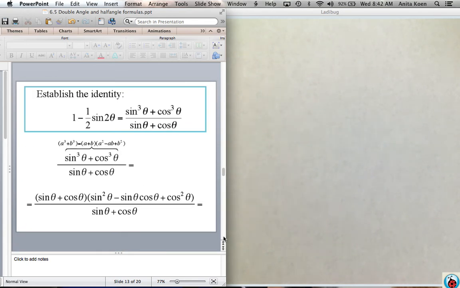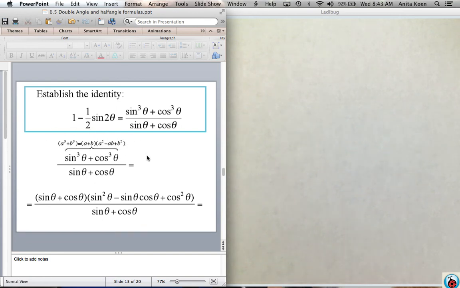Okay, I'm sorry, I didn't mean to flip backwards. This is an identity that I want you to, again, establish. I'd like for you to look through this. One thing I want you to remember is this formula right here. If you don't remember this formula, I need you to go check it out on the internet.